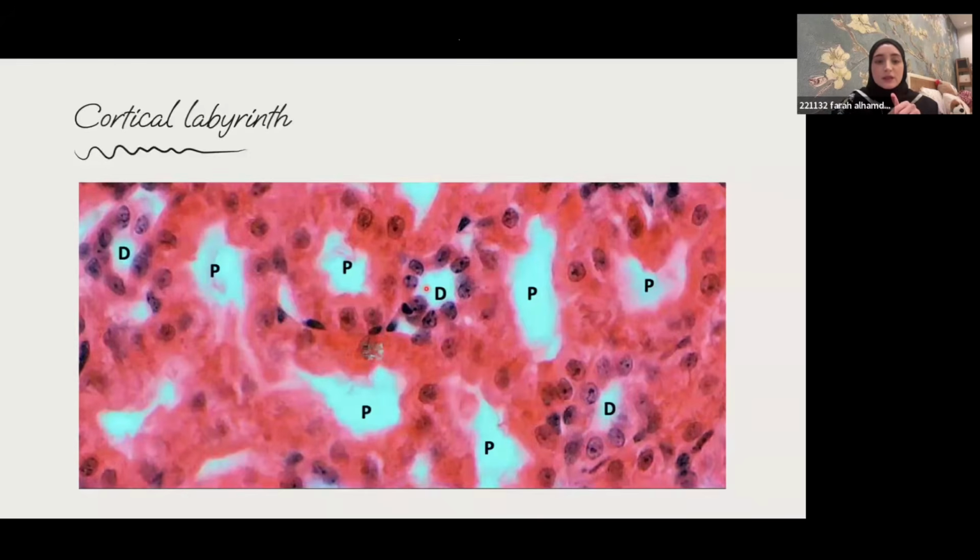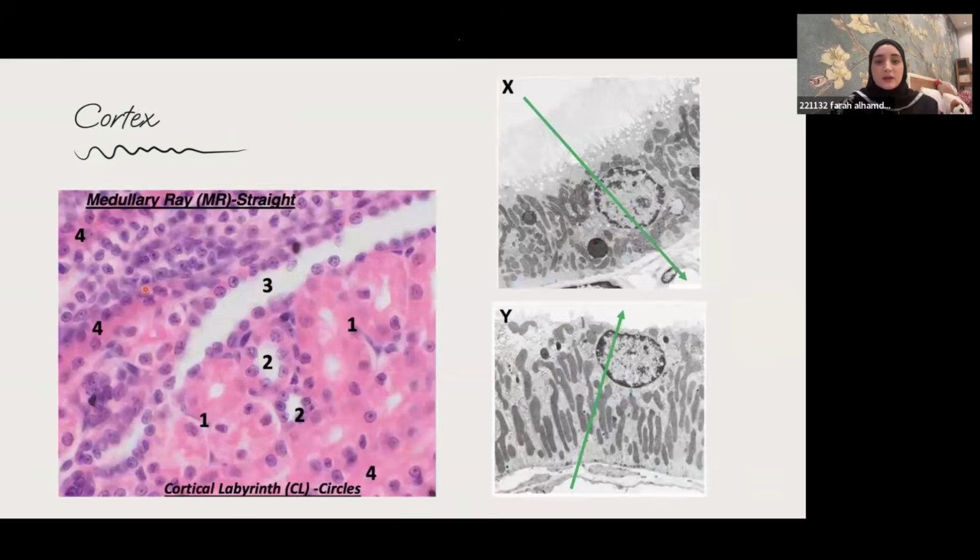Another picture here to differentiate the pars recta of the proximal convoluted tubules and the distal, very easy to differentiate. Look here, they're pink and fuzzy, fewer nuclei, bigger, more abundant in number, okay? And these have more nuclei. You can see more bluish, more nuclei. The cells are smaller and they're less abundant. Okay. Here we have mix and match.